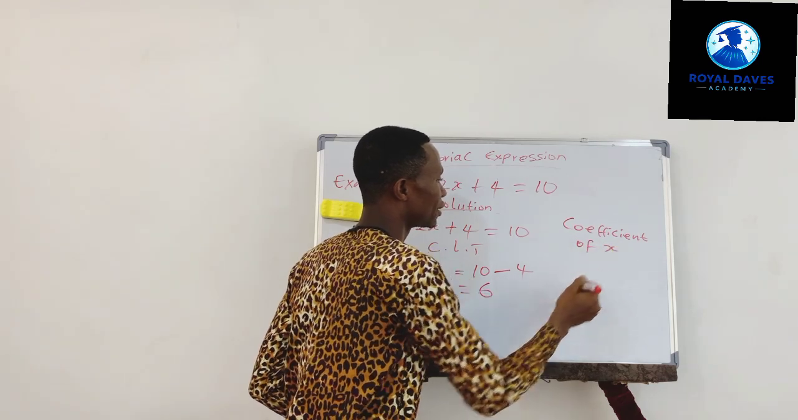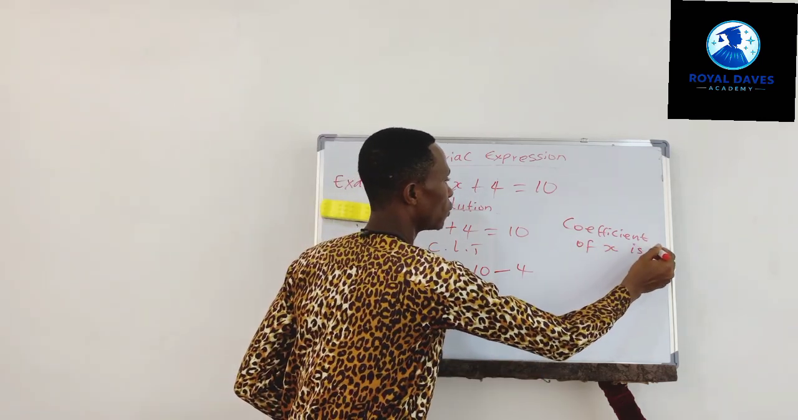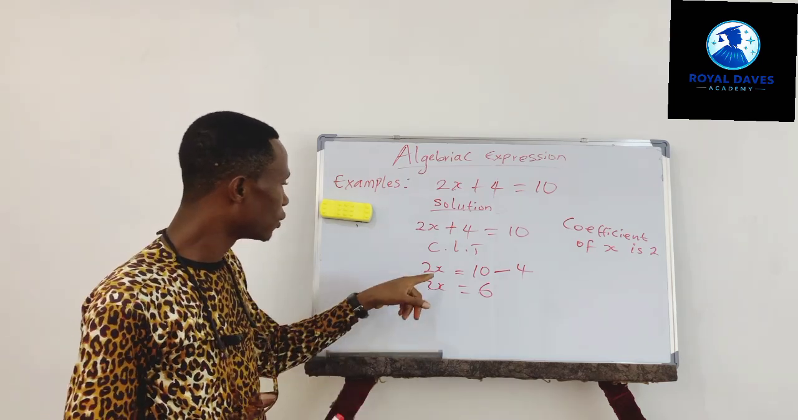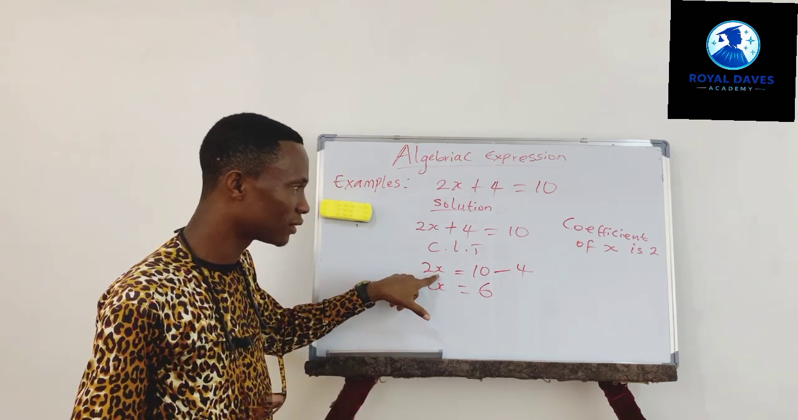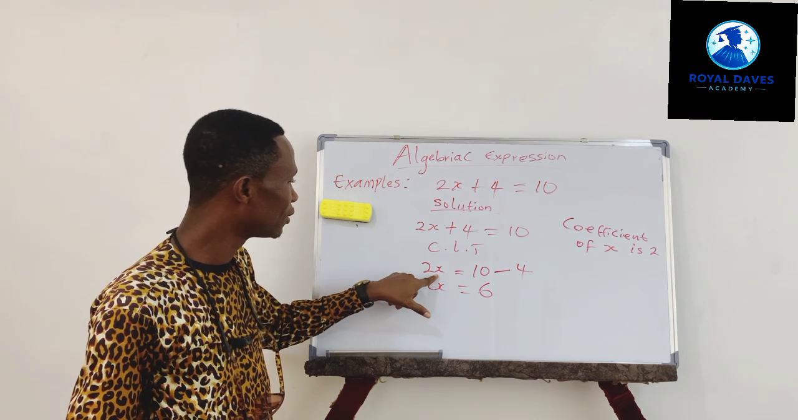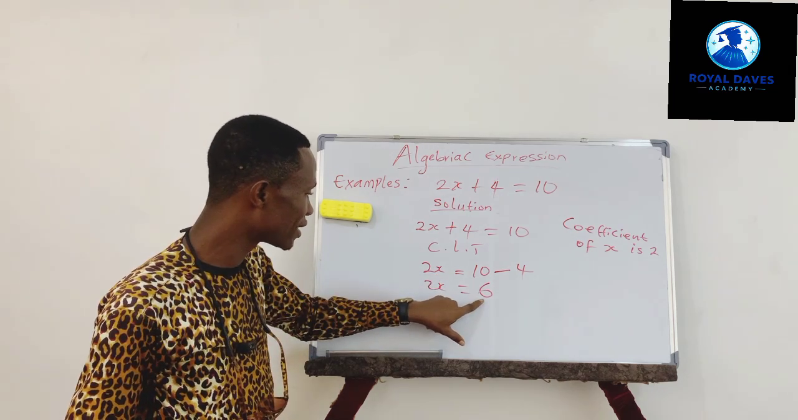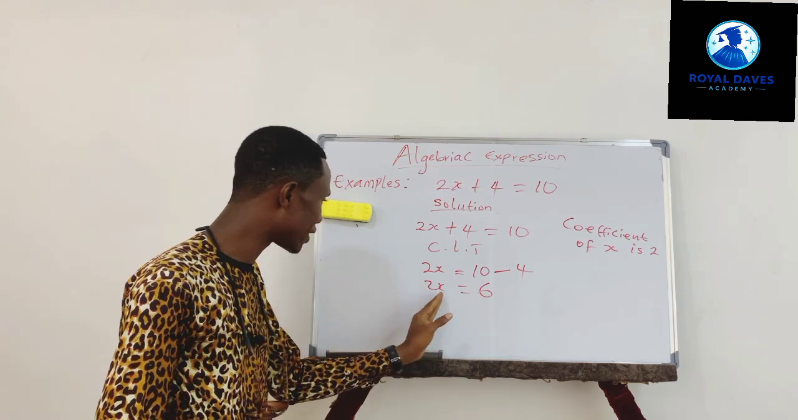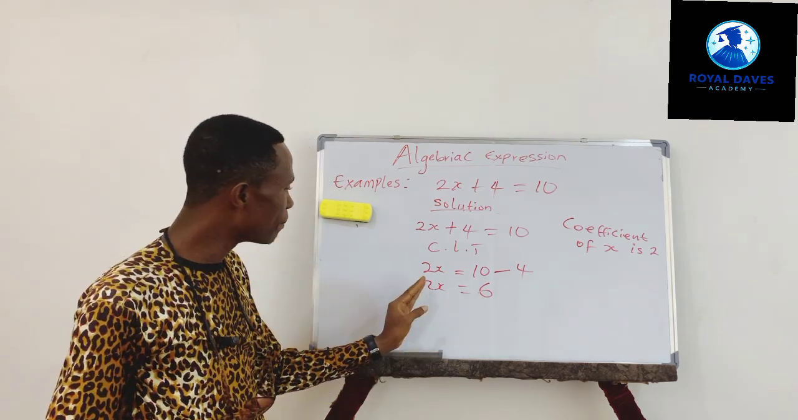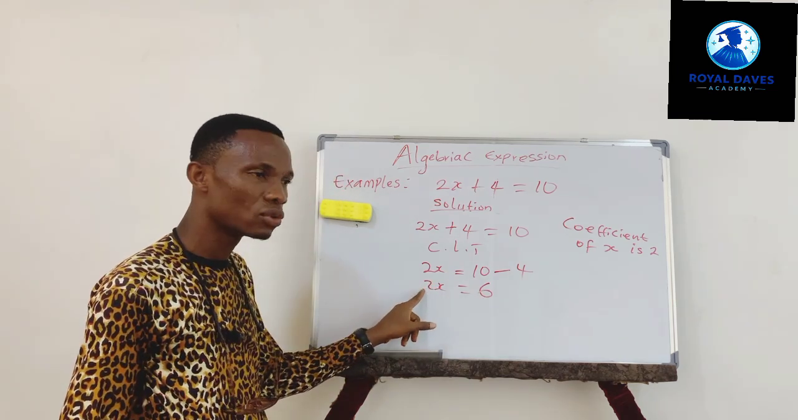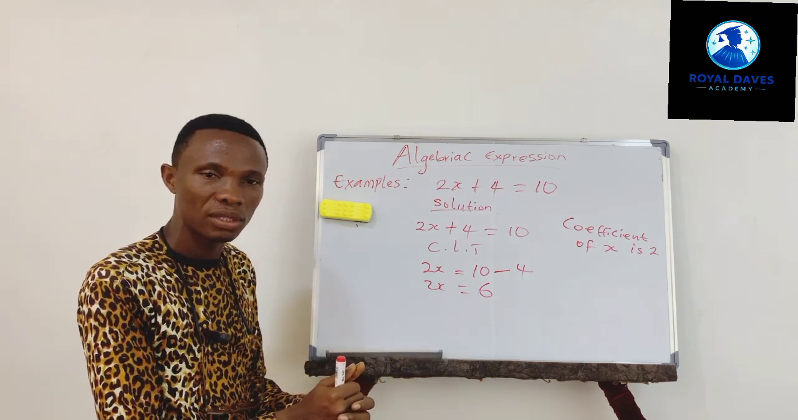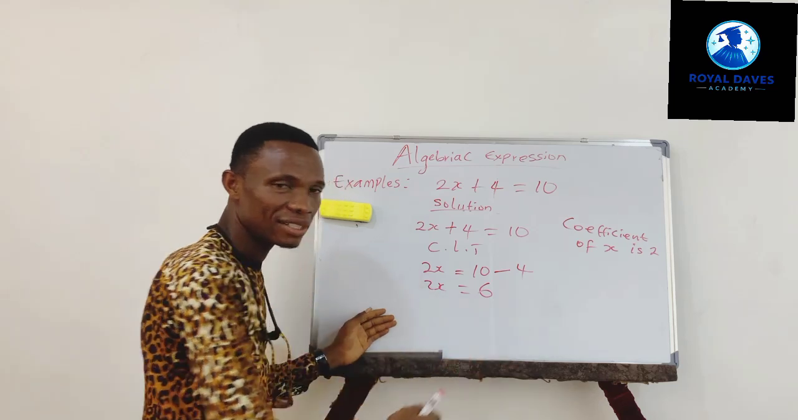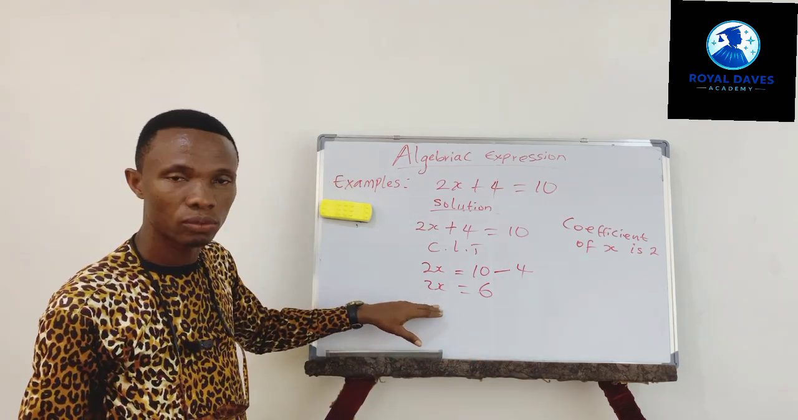Why did I say the coefficient of x is 2? It's very simple. The number attached close to x is the coefficient. We have just 2 and 6. So when you look at this, which number, 2 or 6, is closer to x? It's 2, of course. And that means the coefficient of x is 2. So we are going to divide both the left hand side and the right hand side by that coefficient of x, which is 2.